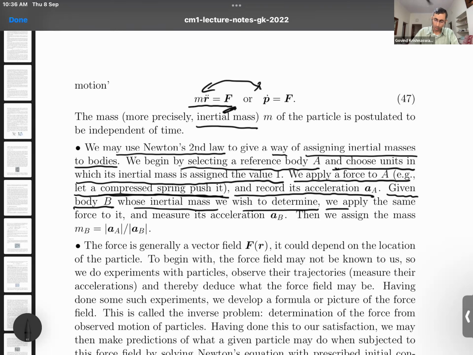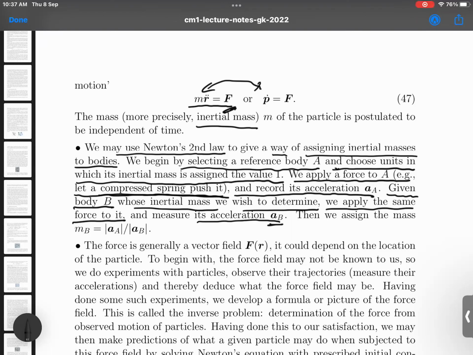So what we do is to apply the same force to it. By same force, I'm not saying we need to know the value of that force in some numerical sense. We just need to apply the same physical process. So if I had a spring pushing at my glasses case, I must do the same thing to this mouse. I must apply the same spring, compress it to the same amount and let it push, and then determine the trajectory of the mouse, and thereby evaluate its acceleration in the same fashion. So we will get some acceleration a_B. Any questions so far?